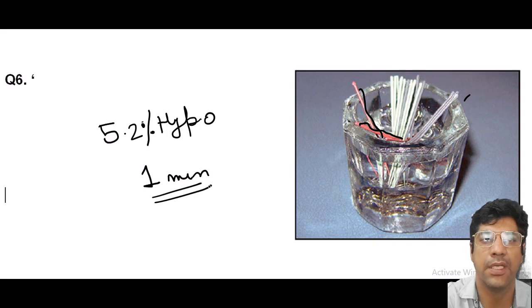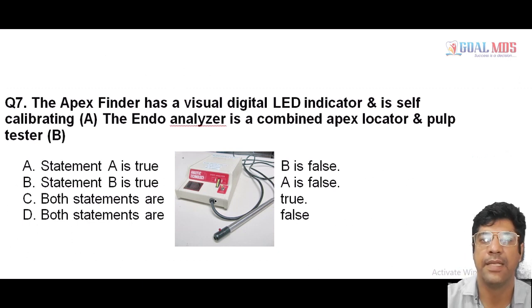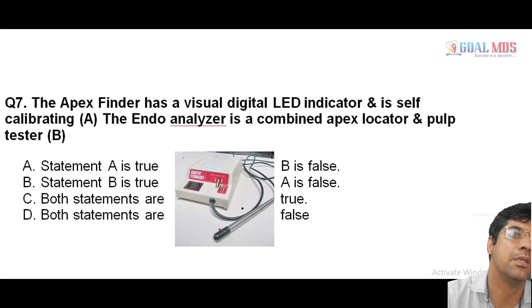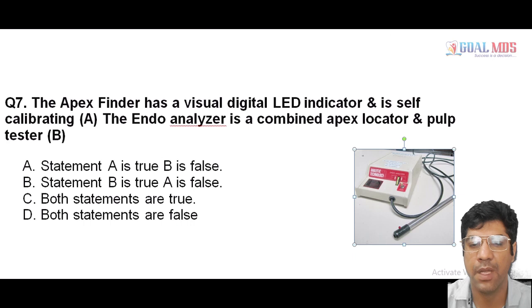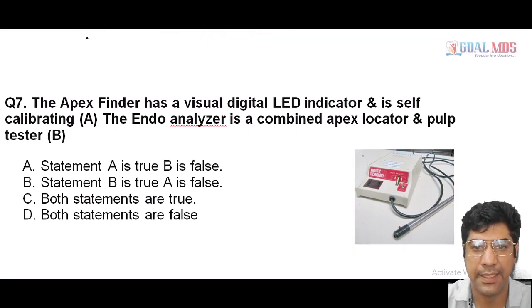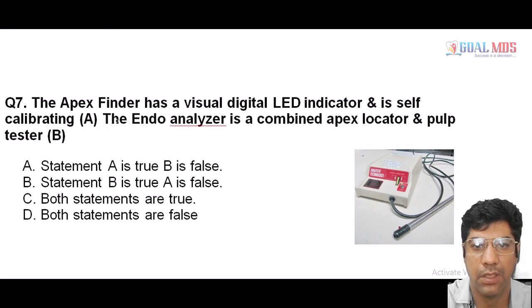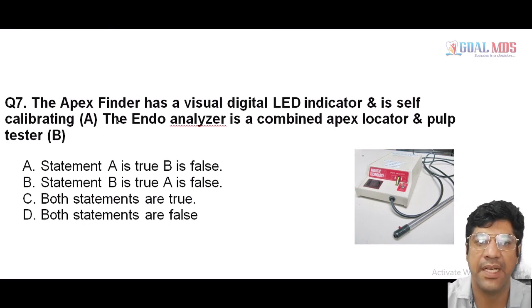Moving to the next question, the apex finder has a visual digital LED that is self-calibrating. The endo analyzer is a combined apex locator and pulp tester. So both the statements are correct. The apex finder has a digital LED indicator that provides the visual representation of the instrument position within the root canal.